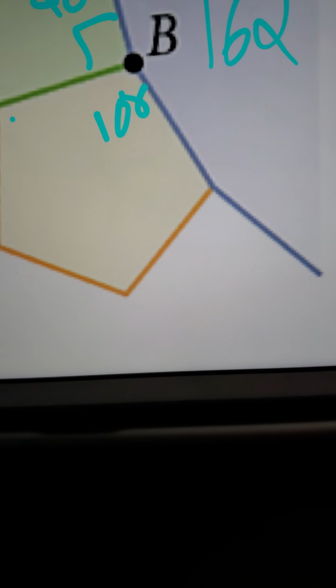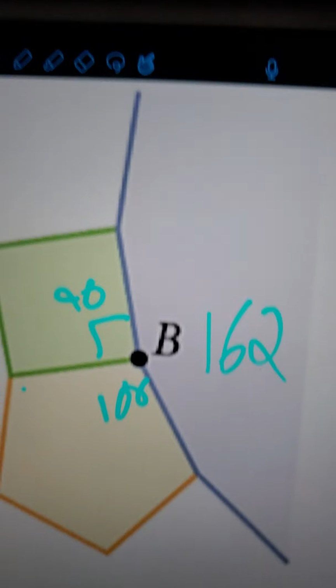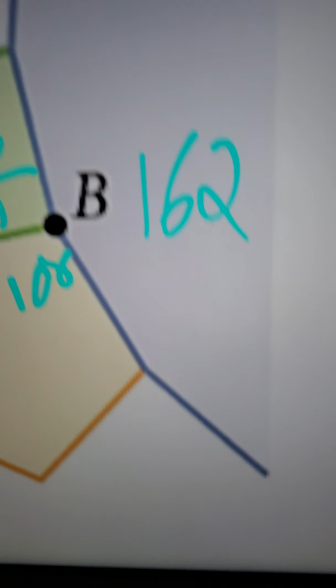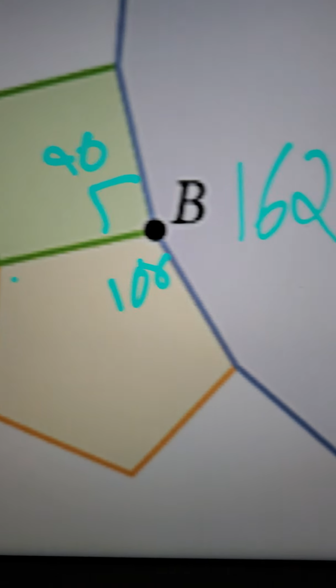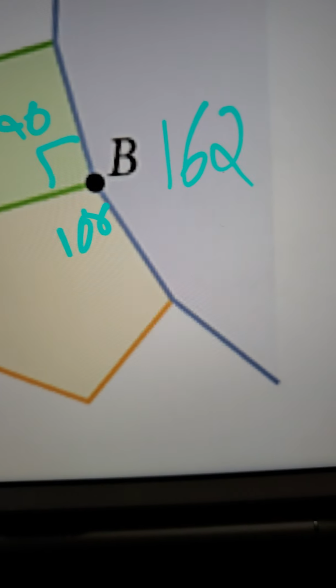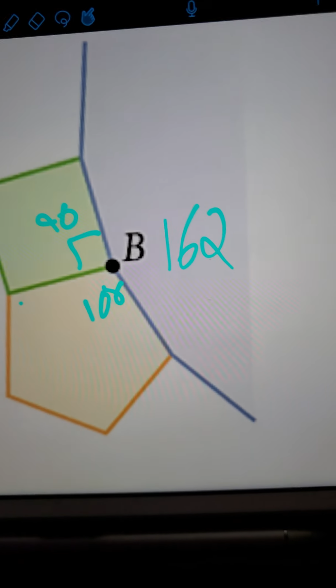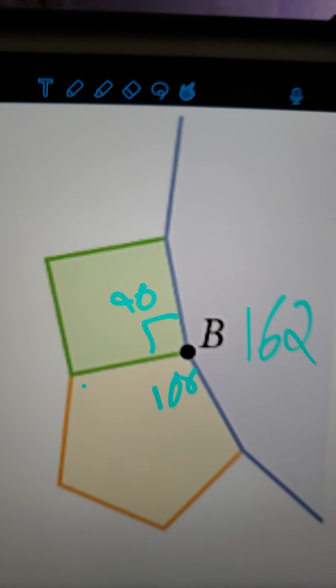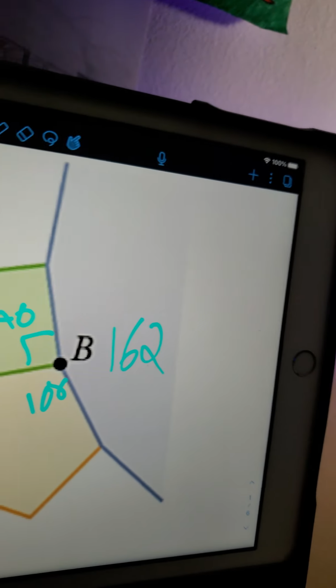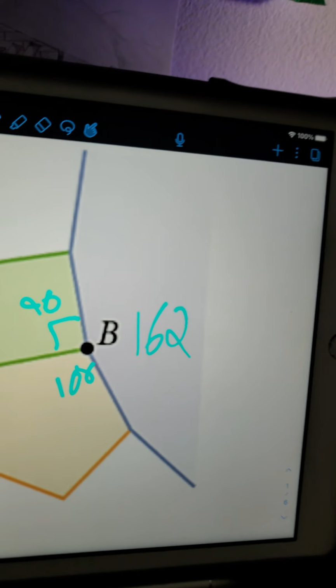how many sides it has, subtract 2, multiply by 180, then divide it by the original number of sides, and that gets you 108. Well, we know that a circle is 360, and B is basically a dot, which is 360. So it's 90 plus 180 plus this unknown angle to get 360. Well, it's 162.